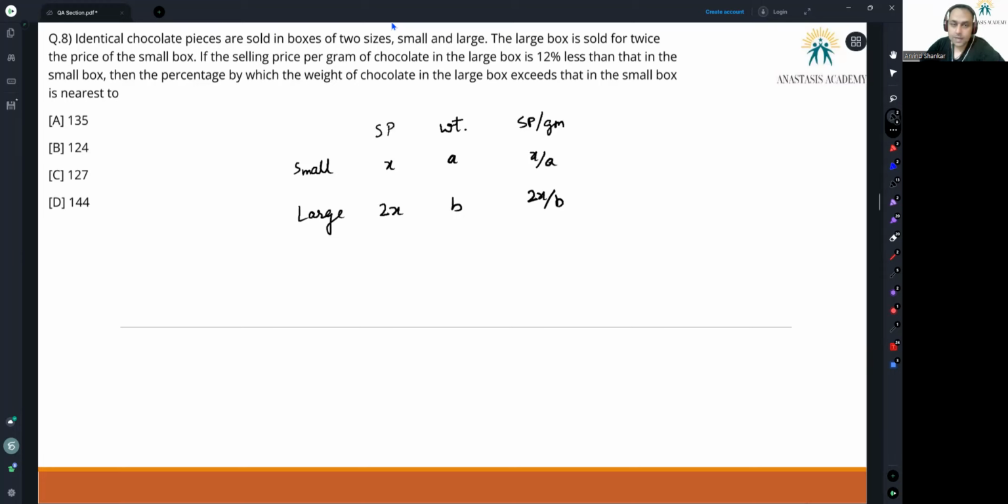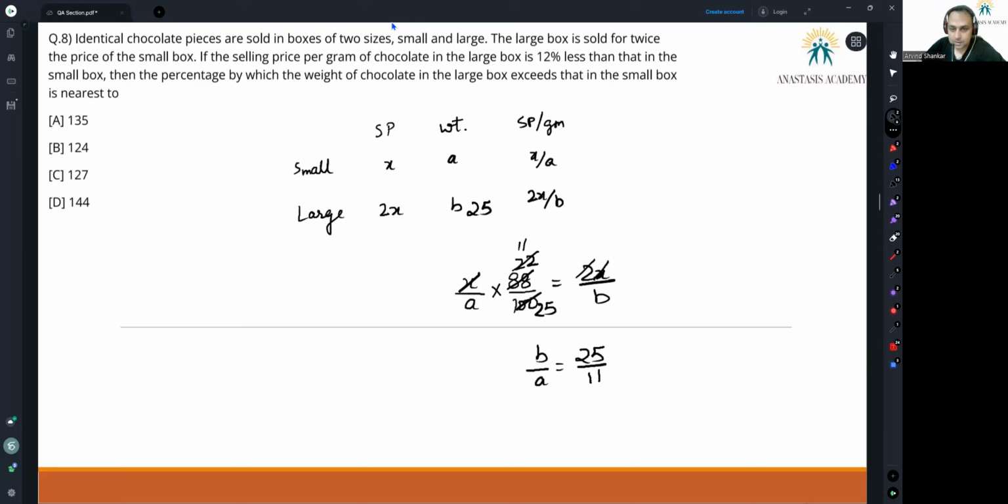Now we are told the selling price per gram of chocolate in the large box is 12% less than X by A. So equation-wise, we get X by A into 12% less, which would mean 88 by 100, is equal to 2X by B. So X cancels. Cancel, it comes to 22, comes to 25. Cancel 11. So B by A turns out to be 25 by 11.